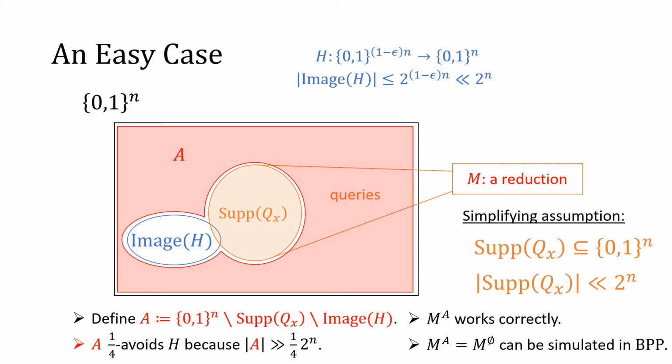Now we are going to simulate this reduction in BPP. We can easily simulate this reduction because there is no intersection between the support of the queries and the oracle A. So in order to simulate the reduction, we can just answer any query of the reduction M by saying that it is a no instance. Therefore, we can simulate it in BPP. So in this case, we can easily simulate the reduction in BPP. Now, let's consider the general case.